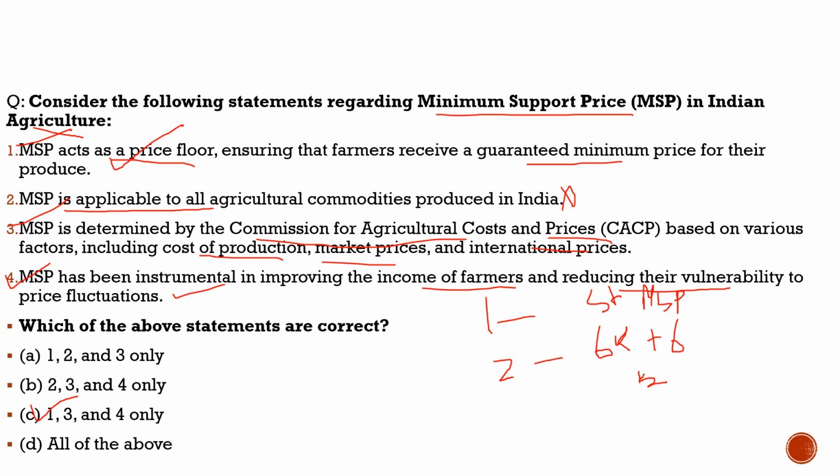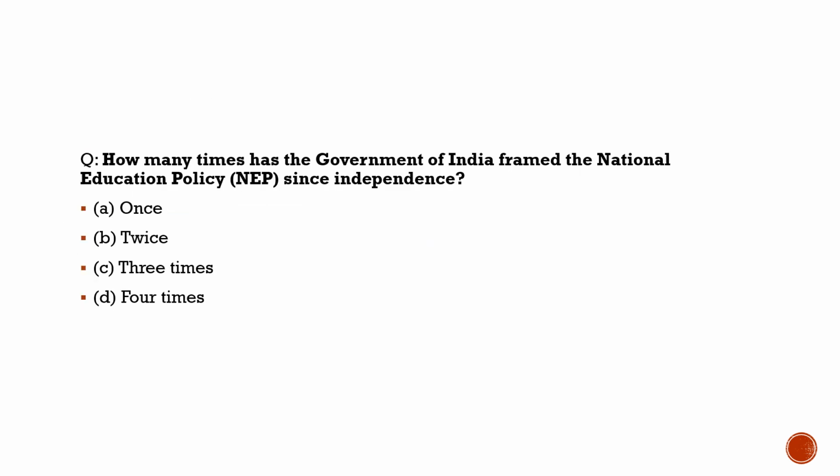Now with this, let's move to another question and solve it. Here the question talks about the national education policy. The question says, how many times has the government of India framed the national education policy? The answer to this is 4. In which years? The first national education policy was in 1968. Then the second was in 1986. Third, 1992. And the fourth is 2020. So these are the 4 national education policies framed by the government of India.